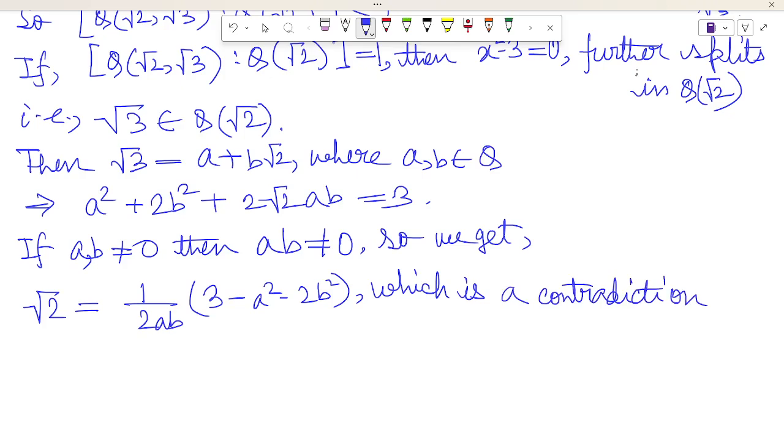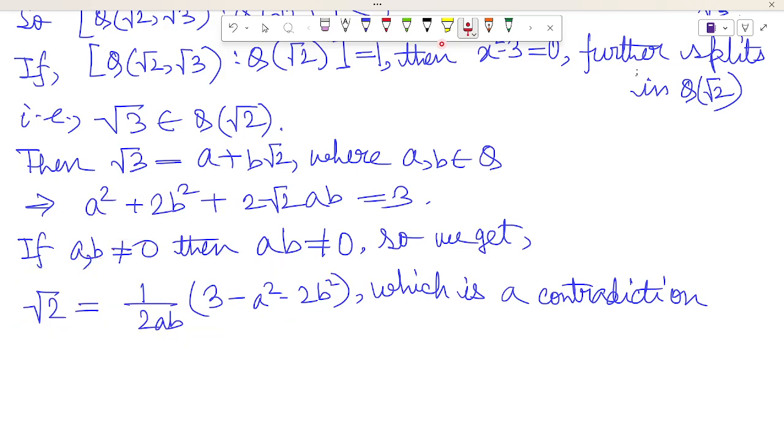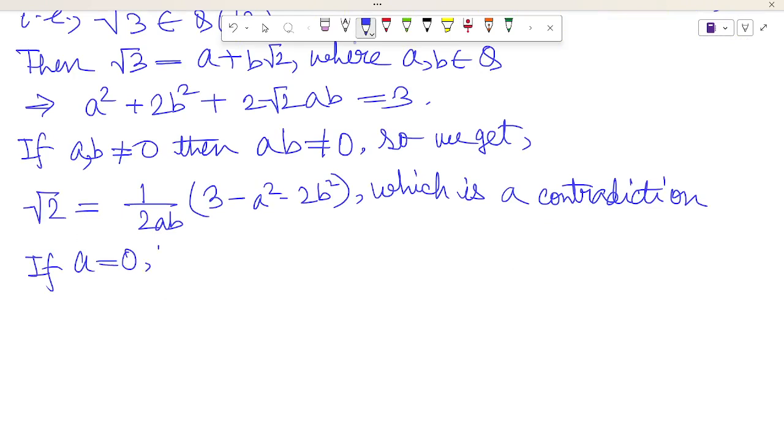Why is it a contradiction? Because this number belongs to Q and root 2 belongs to R minus Q. It is irrational. So a rational number and an irrational number becoming equal, that is the contradiction here. Now I need to show what happens if a and b cannot both be non-zero. So one of them should be 0. If a equal to 0, b non-zero, then what is happening?